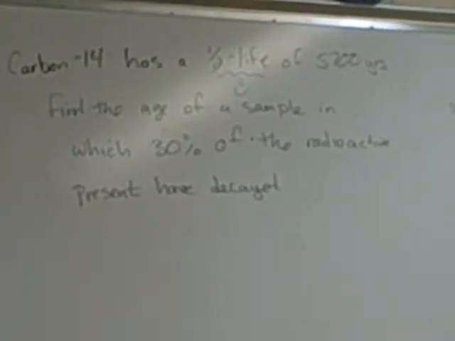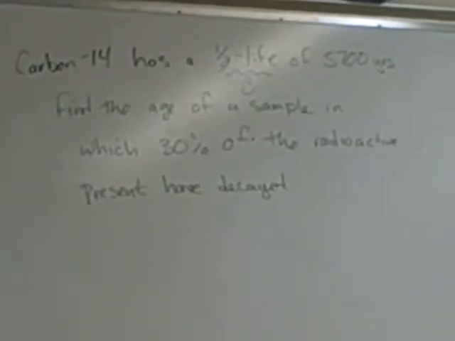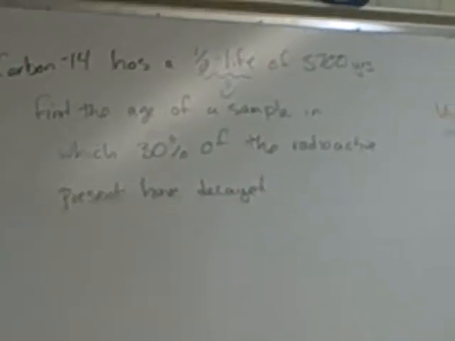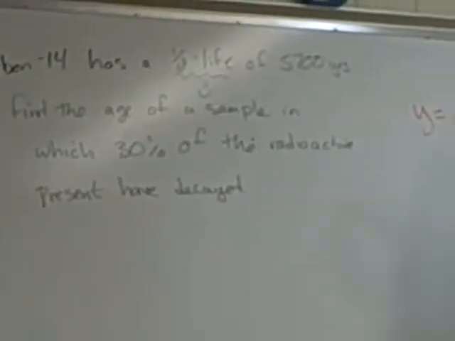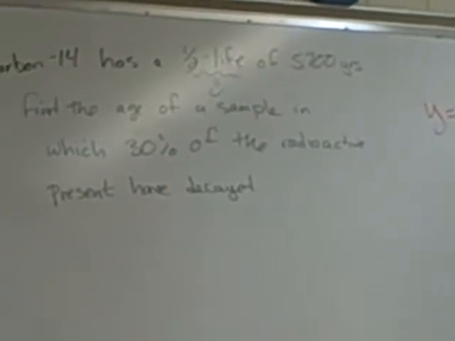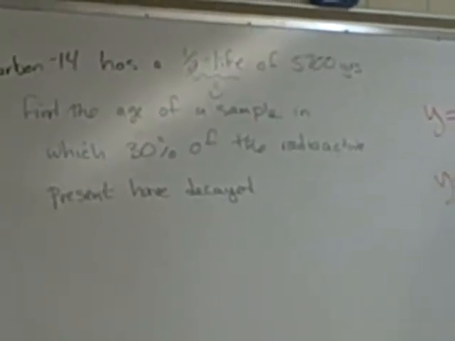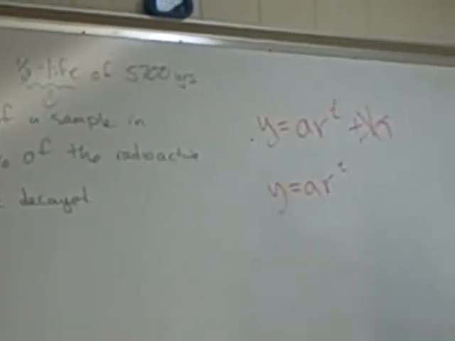In this case, what's it approaching? 0. It's approaching 0, right? It's eventually going to disappear completely. So my H in this problem would be 0. So the general form for this one would be y equals A R to the T.